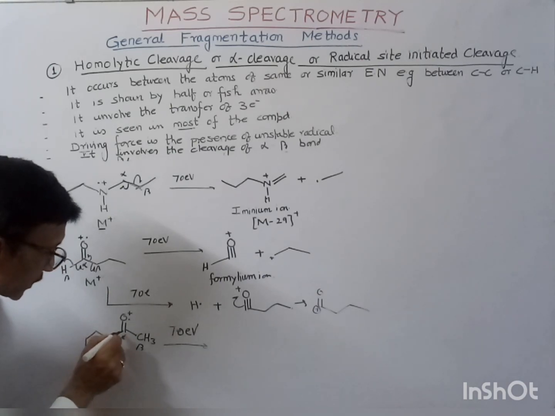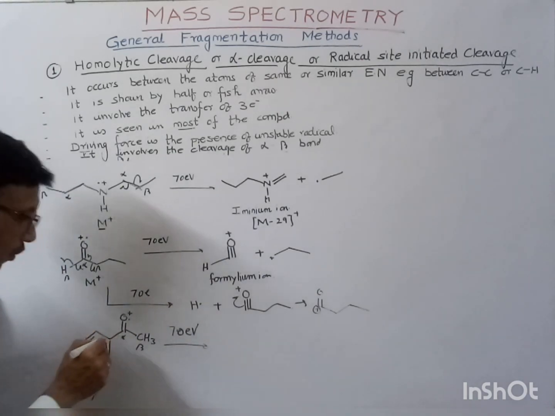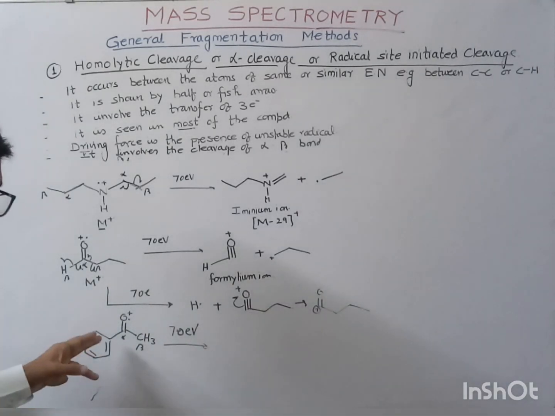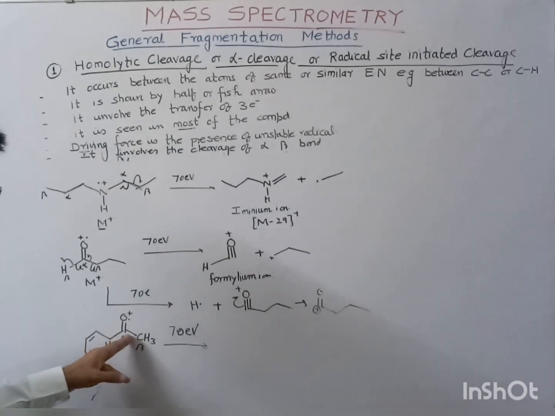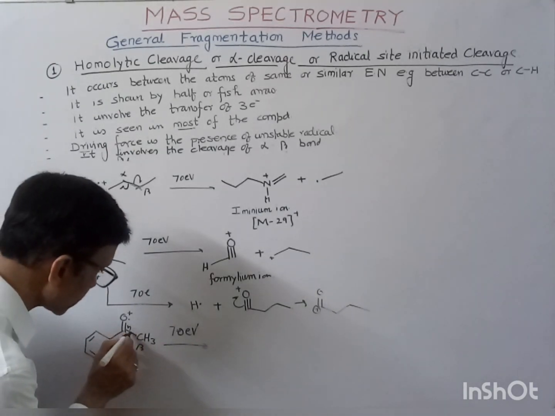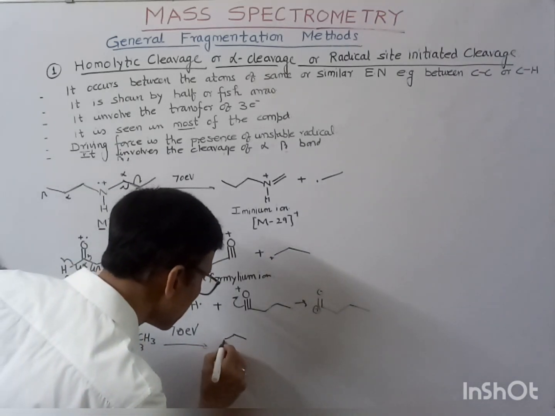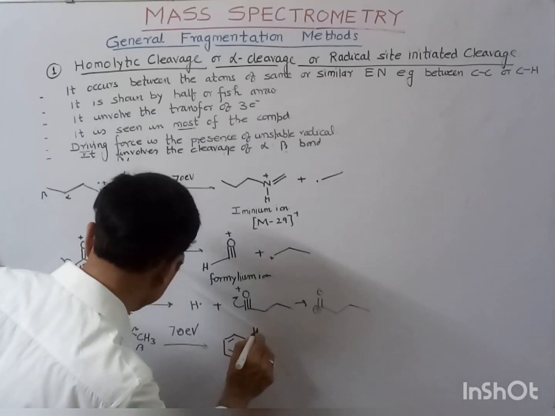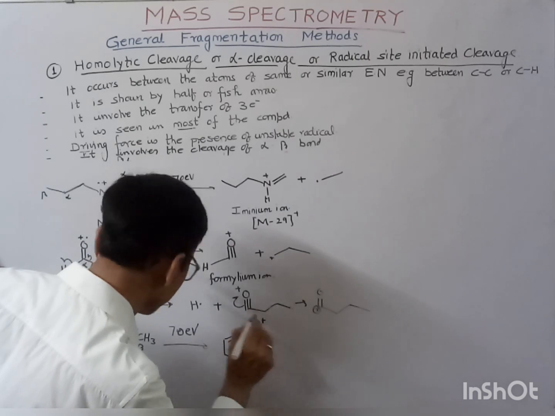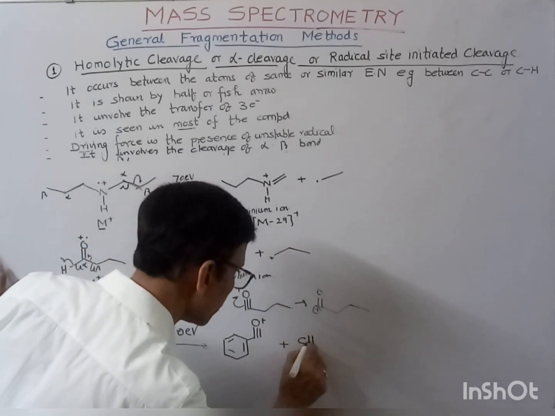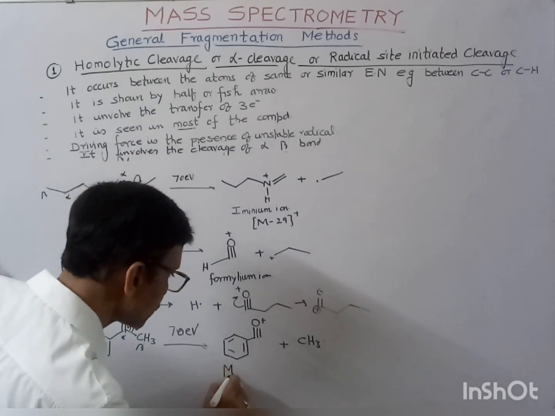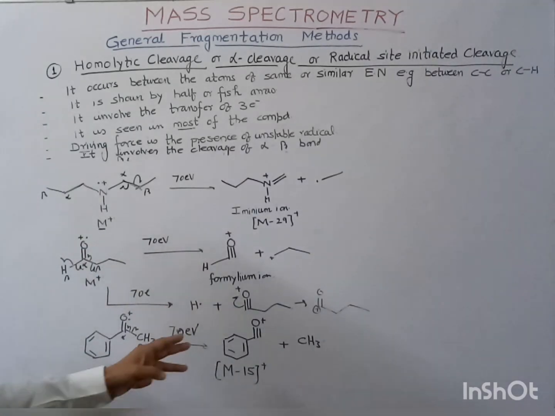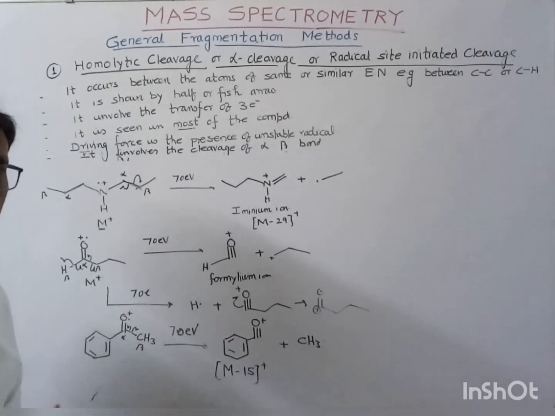This may be taken as beta, but the initial formation of this phenylium cation is not so stable. So the first cleavage that is possible is from here, like this, and we will get a benzoylium cation plus CH3. So here again an M minus 15 peak will appear in this case, and this is the benzoylium cation. This is also resonance stabilized.